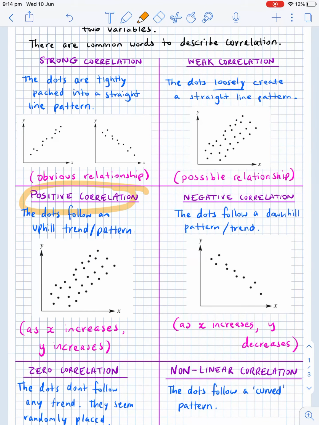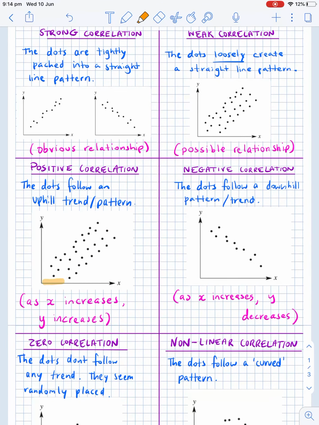Positive correlation is when the dots are following this sort of uphill pattern. Positive means a positive gradient. It's going uphill. We consider uphill to be positive. That means that as our x increases, our y is overall increasing. So that's the sort of relationship you see from positive correlation.